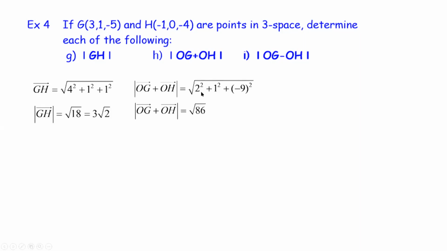Again, what you're doing here is you're taking the G components and adding them to the H components, right? So the 3 and the -1, the 1 and the 0, etc. Taking those values, when you add them together, those become the new X, the new Y, and the new Z, and then you square those and add them up, and yes, the square root of 86 is absolutely correct. All right, so one more.